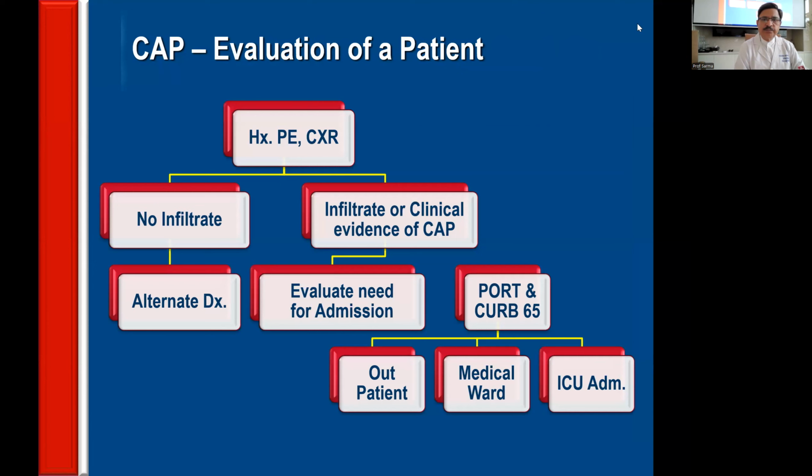Now, how do I evaluate the patient? All this is etiology, bacteriology, pathogenesis, risk factors, mortality, risk factors for mortality, all that we learn. Now, how do I evaluate the patient? History, very important. What are the points in the history? Sudden onset, high fever, shortness of breath, cough, sputum, rusty sputum, chest pain, chills and rigors.